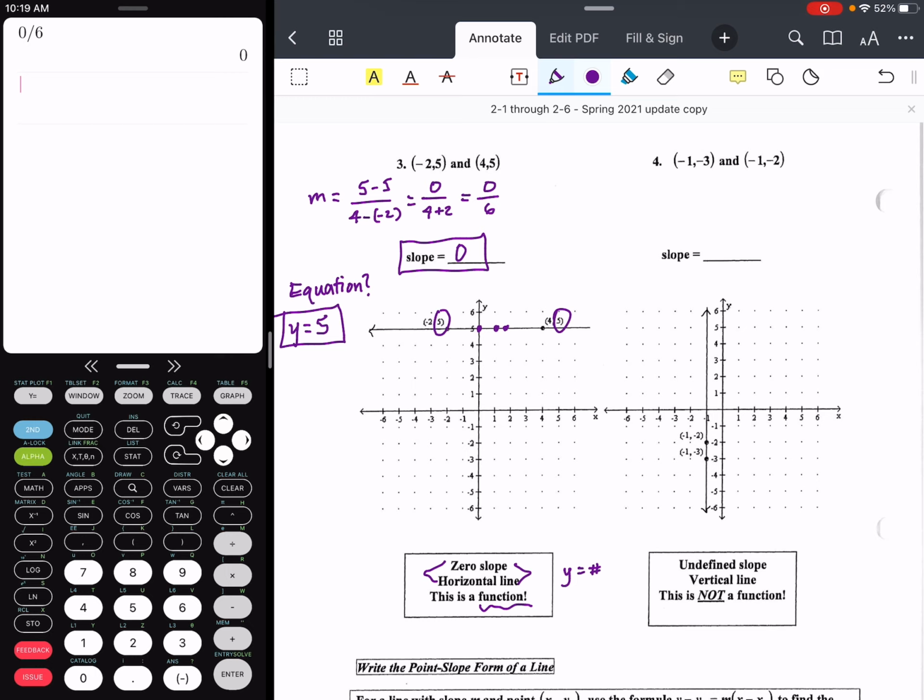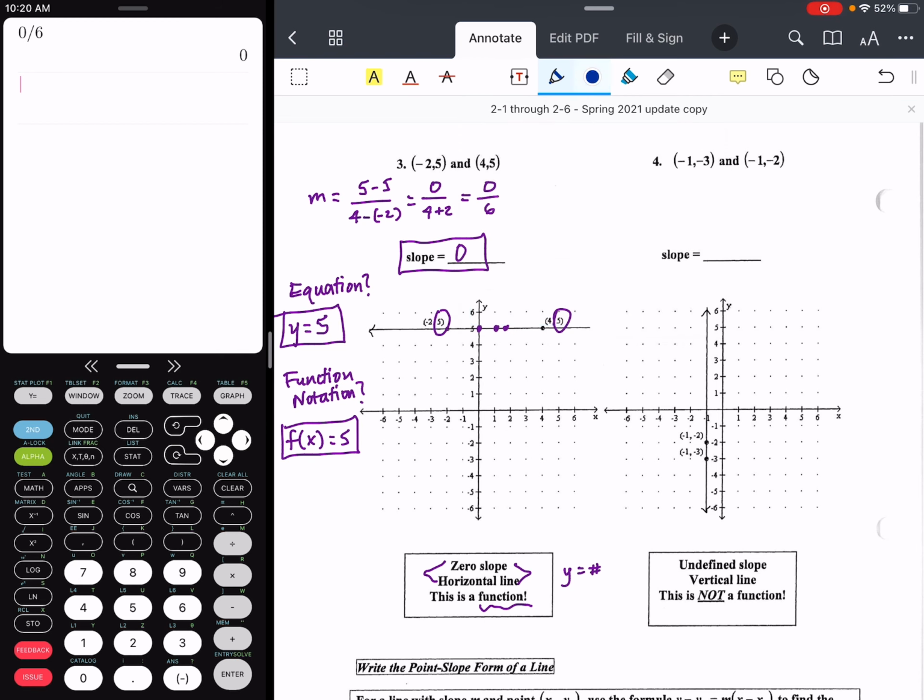And by the way, if I wanted to rewrite that equation in function notation, remember that y equals f of x, so I could rewrite this as f of x equals 5. If I asked you guys to graph f of x equals 5, you would give me that horizontal line y equals 5.